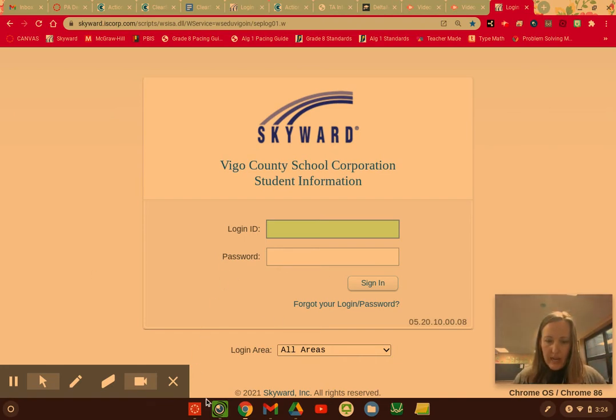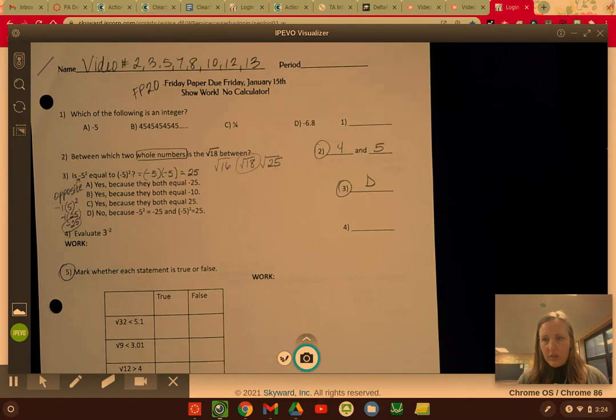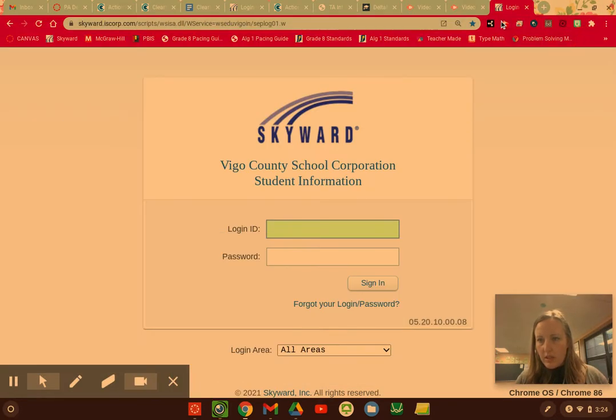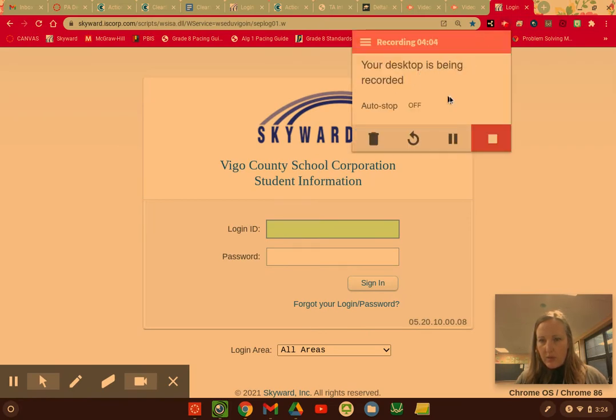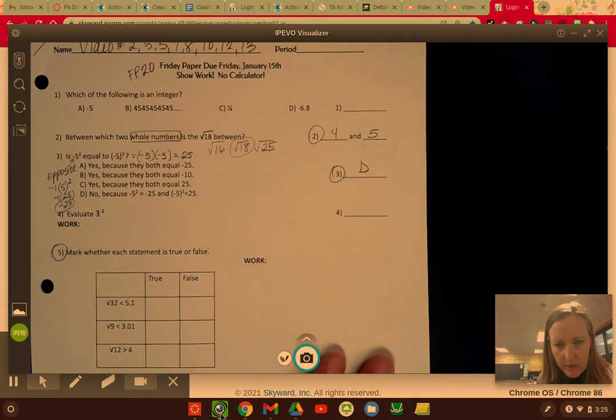All right, so let's go back here to our paper. Does it tell me somewhere that it's recording? I really hope so, because I don't want to say all this and then not have it record. Let's just see if we can find somewhere. Just to make sure, this little button, click it. Your desktop is being recorded. Amen. Good. Okay, so finish number 3.